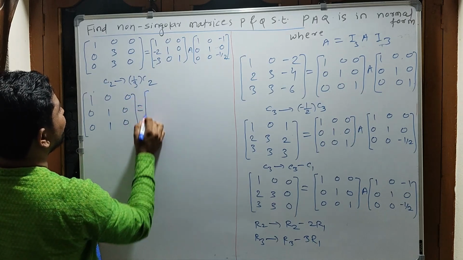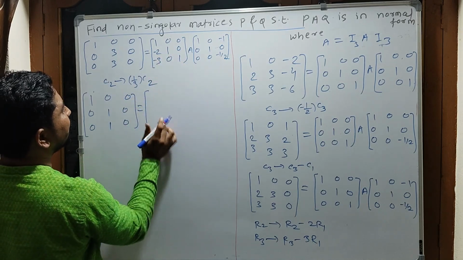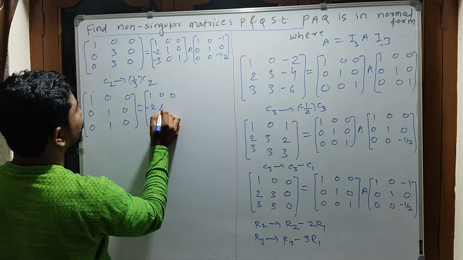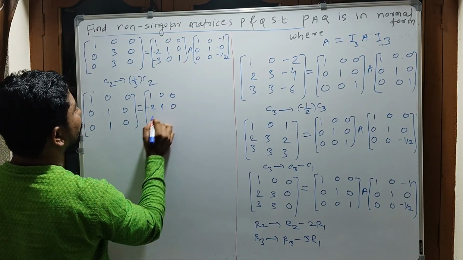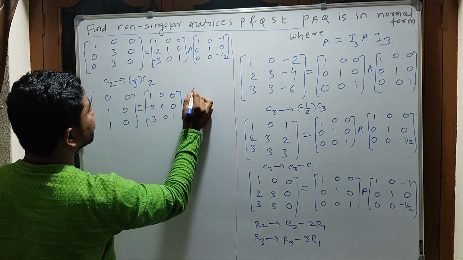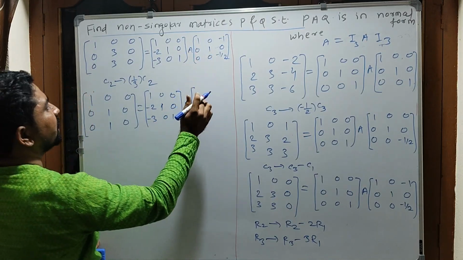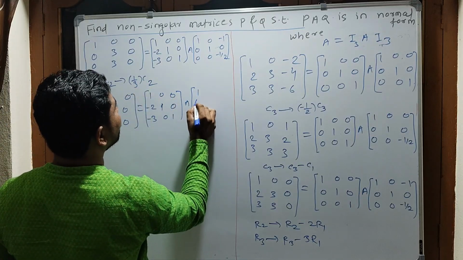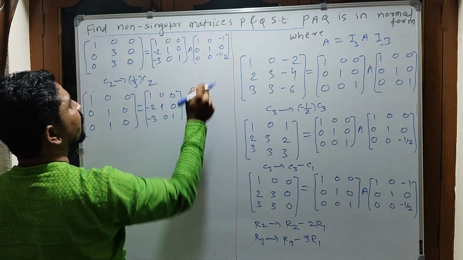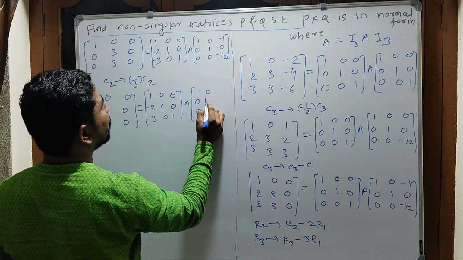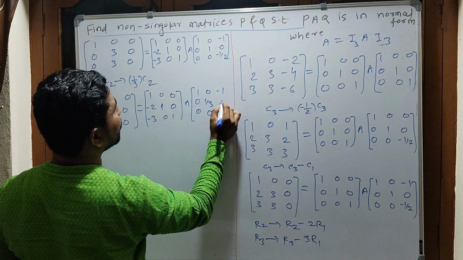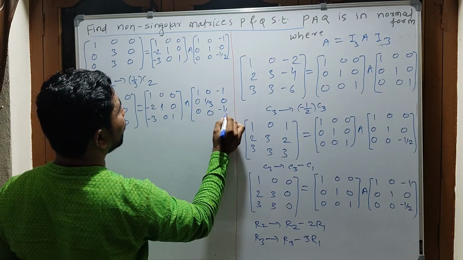Now which is equal to, as it is, write this matrix here: 1 0 0, minus 2 1 0, minus 3 0 1, A matrix as it is, and write this matrix here 1 0 0. I am multiplying 1 by 3 to the column C2, so 0 1 by 3, and this is 0, this is minus 1 0 minus 1 by 2.